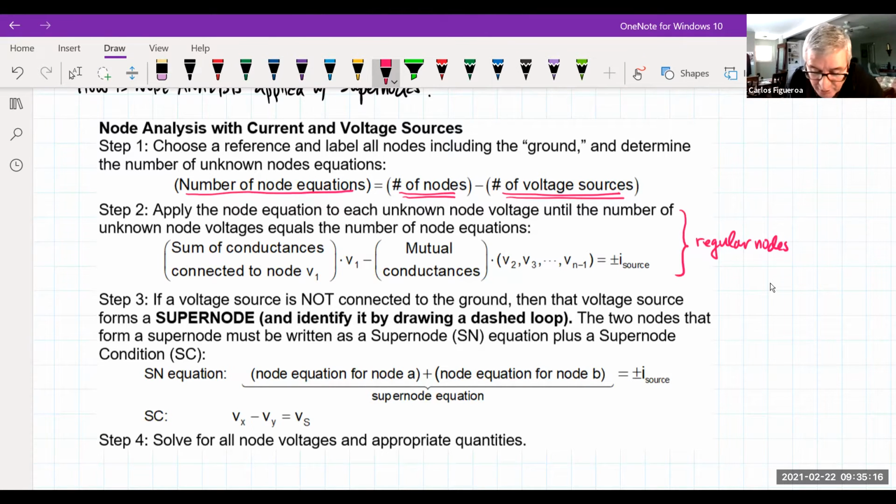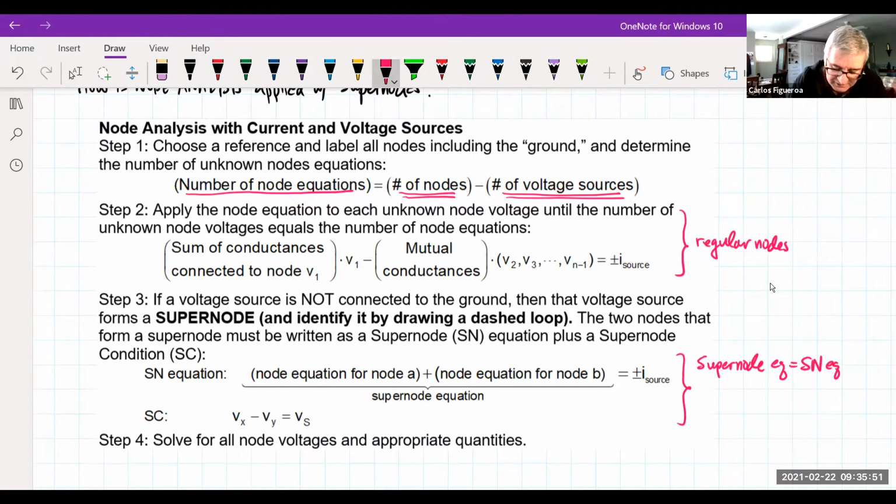And then here we go. Here's how they get modified. If a voltage source is not connected to the ground, then that voltage source forms a node, a supernode. So that means I have two nodes connected to each other. So then this is what we call the supernode equation. And sometimes you'll see me write it like this.